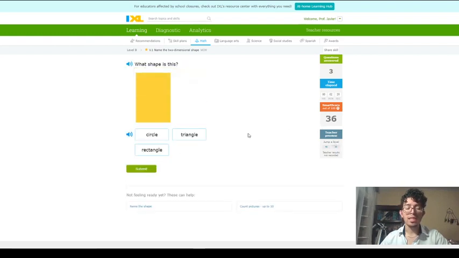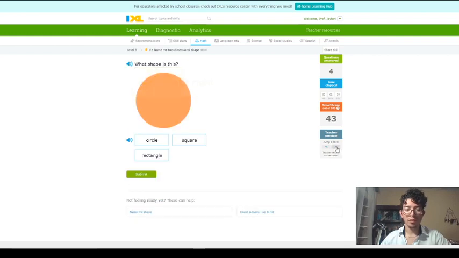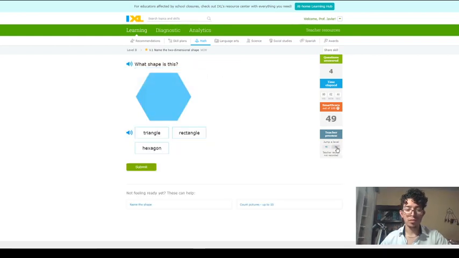Now a harder one. Is this a circle, a triangle, or a rectangle? This is a rectangle, so I have to click rectangle. What is this? Is it a triangle, a rectangle, or a hexagon? A hexagon is a new type of figure. El hexágono es un nuevo tipo de figura. A hexagon has 6 sides. El hexágono es cualquier figura que tenga 6 lados. 1, 2, 3, 4, 5, 6. So this is a hexagon. Así que esto sería un hexágono.